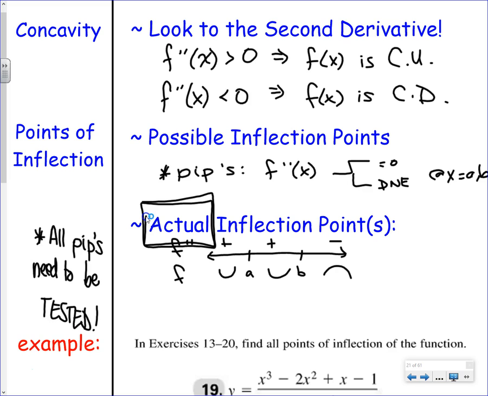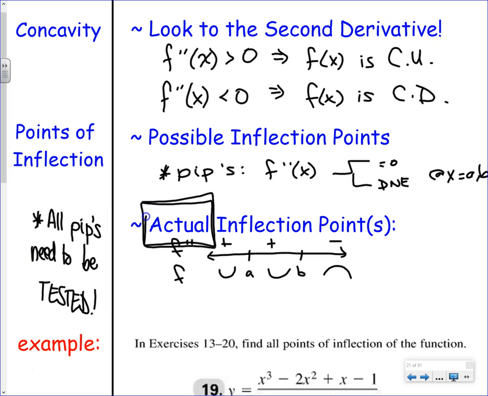One of the most common mistakes in AB content, if they want you to find an actual inflection point, is that a lot of students forget that all pips need to be tested. All pips need to be tried. All pips need to be checked for whether or not the sign of f double prime changes. And all explanations, all justifications must say not only is this point a pip, is f double prime equal to 0 or DNE, and in the domain of f, but also there is a sign change of the second derivative.